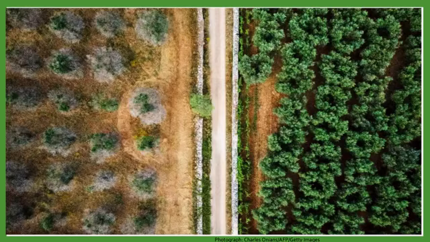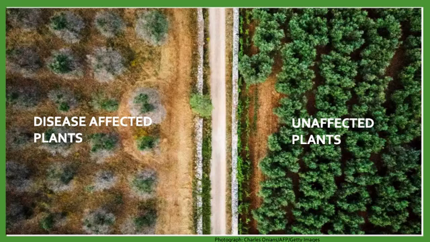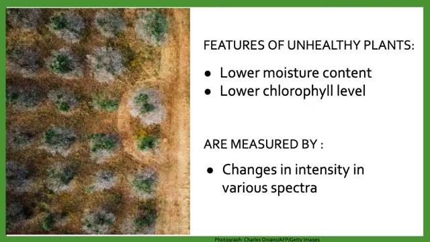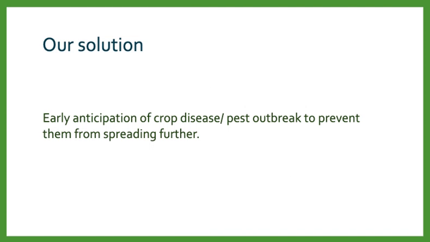If you look at this picture, the plants on the left are disease-affected and the ones on the right are unaffected plants. The features of the affected plants, like lower moisture content or chlorophyll level, are easily measured by changes in intensity in various spectra, which can be measured by Copernicus satellite data. So what's our solution? Our solution is early anticipation of crop disease or pest outbreaks, to prevent them from spreading further and cut them off when they start.